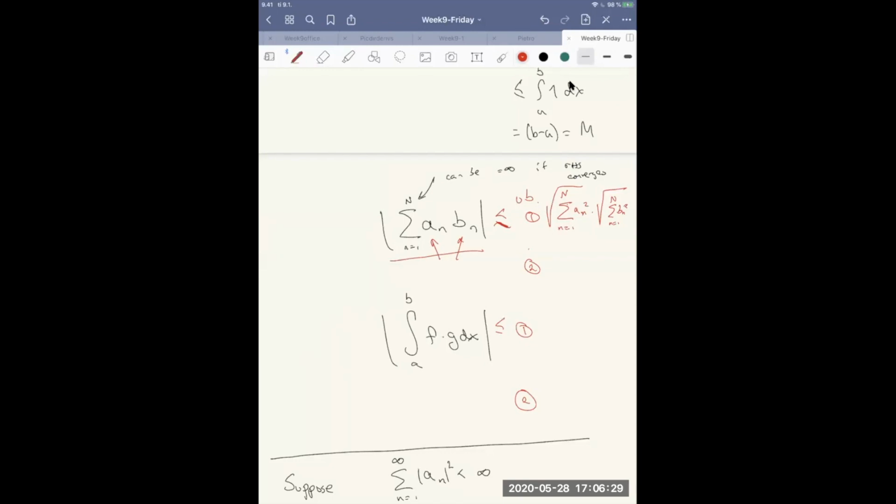In general, if you don't want squares, but you want other powers, you can use what is called Hölder. So you can put a_n to the p, 1 over p, and b_n to the q, 1 over q, where 1 over p plus 1 over q is equal to 1. The special case of 2 and 2 is Cauchy-Schwarz. So the first one is called Cauchy-Schwarz, and the second one is called Hölder.